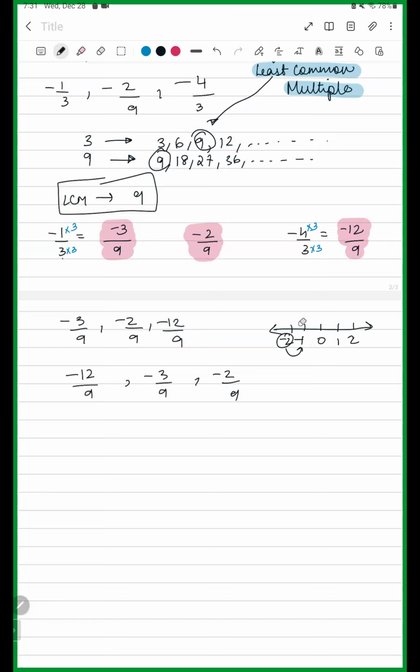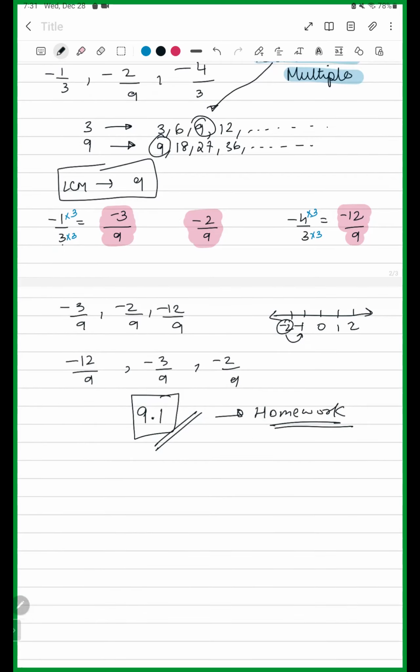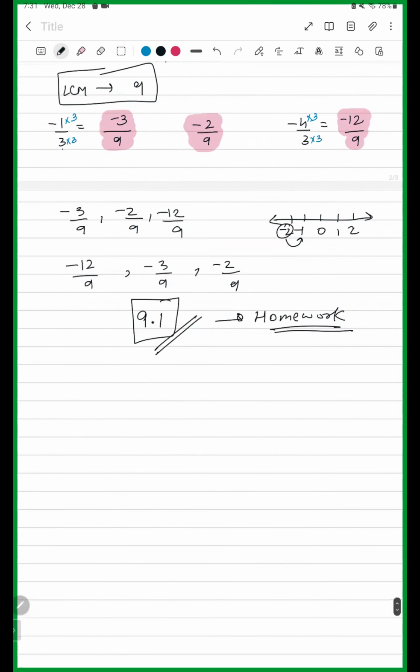Okay, so this also we have done. So Hiba, I'll tell you what your homework is. Exercise 9.1. This is your homework. Please remember this. Just check in your notebook which ones you have done. So you have to complete this exercise. If there is any question you haven't done, your homework is to complete that question also. So the entire exercise.